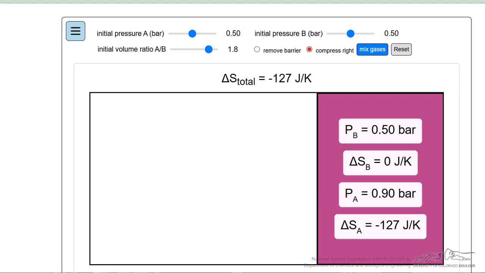Remember, these are ideal gases, but the same concepts would apply if they're real gases. The actual numbers would certainly differ.